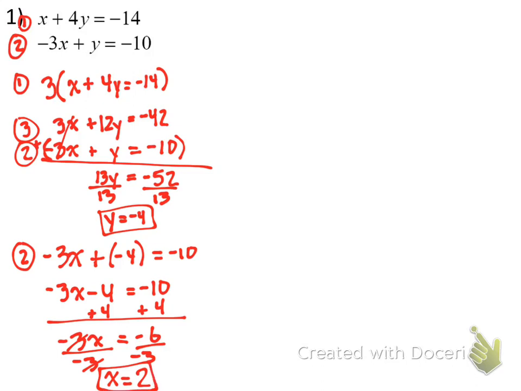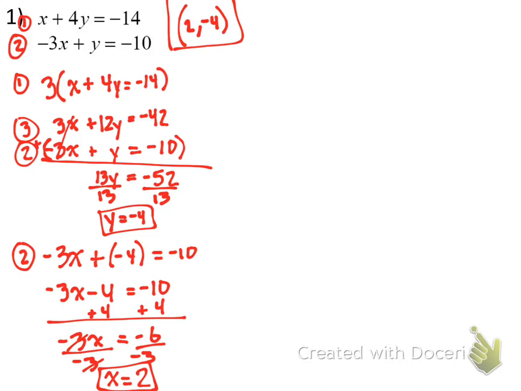So, now that we know x is equal to 2 and y is equal to negative 4, we just put the answer into the form of an ordered pair. I'll do that at the top here. So the answer is 2, negative 4. And there you go. That's your answer for number 1. Exactly what we did yesterday.